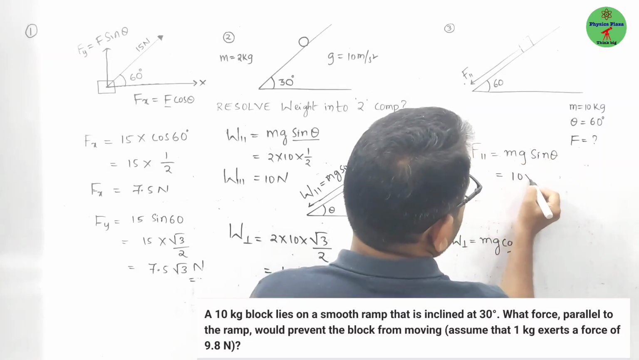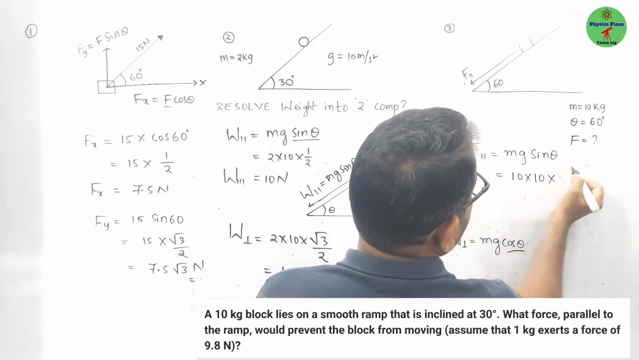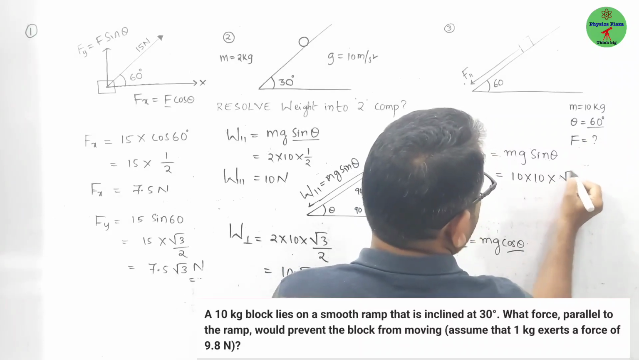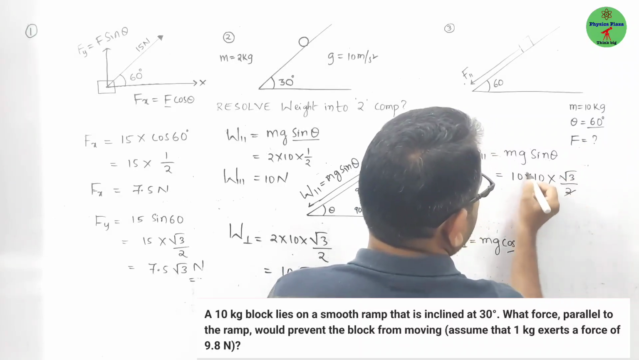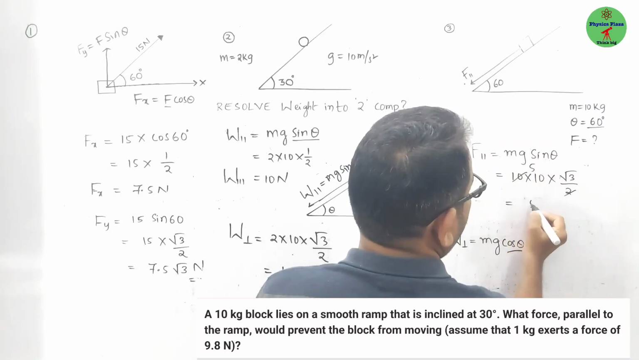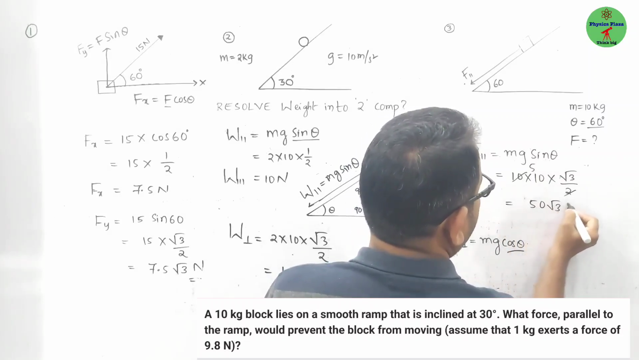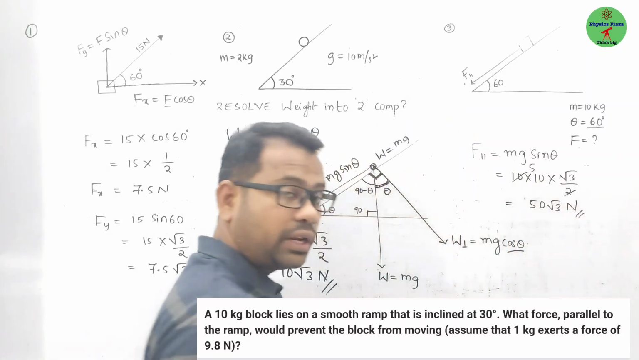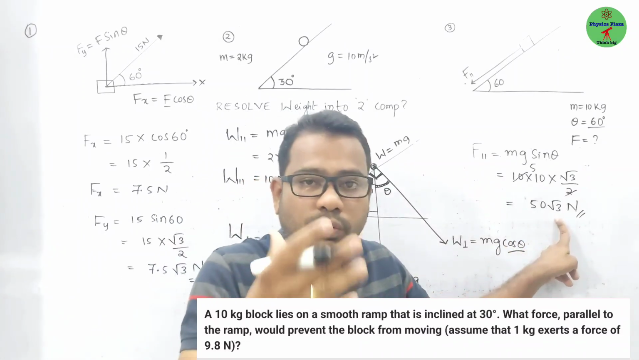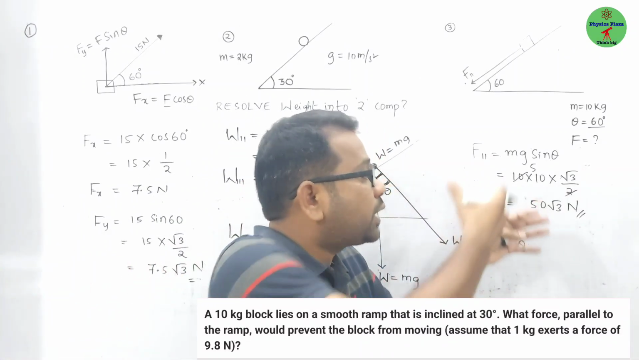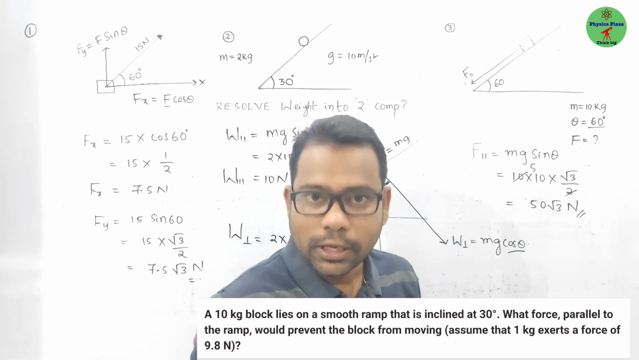So m is 10, g let's take 10, sin theta, sin 60 is root 3 by 2. 2 ones are 2, 5 twos are 10. This is 50 root 3 Newton. Children, if you want, again I am telling you, in the place of root 3 you can substitute 1.732 value, and you also can do it more. Clear? So this is how.